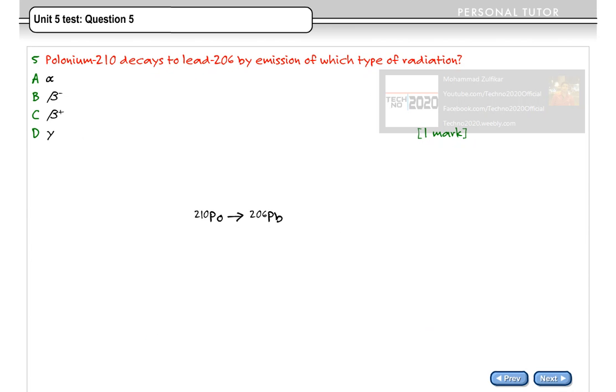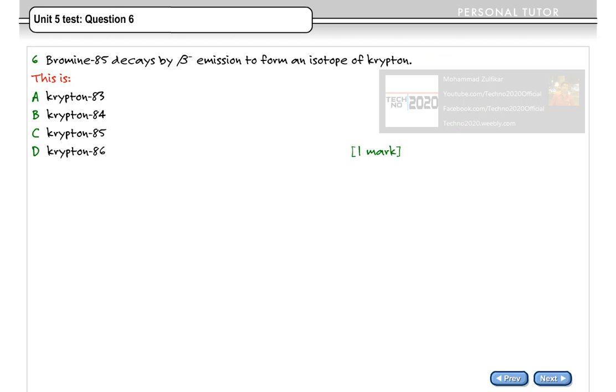210 and 206 are the nucleon numbers for polonium and lead respectively. This means that the decay has caused the nucleon number to be reduced by 4, and so an alpha particle must have been emitted to balance the nuclear equation shown here. So the answer is A. The nucleon number of the beta-minus particle is 0, so the nuclear equation for bromine-85 decaying into a krypton atom is as shown here. So the answer is C.